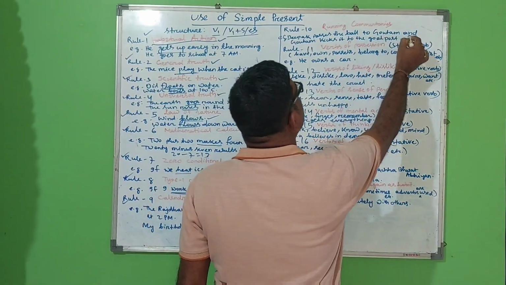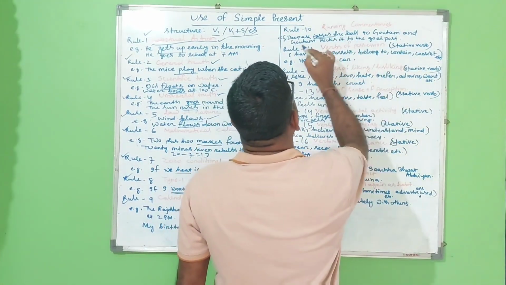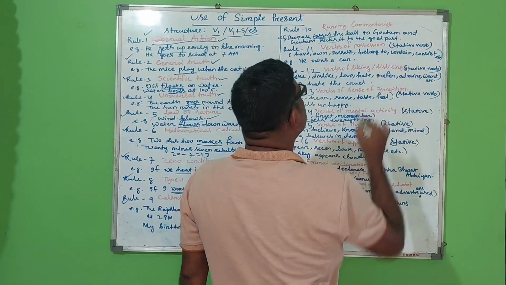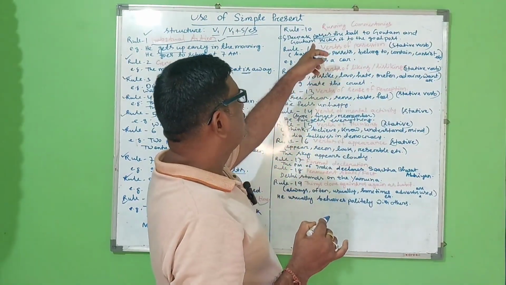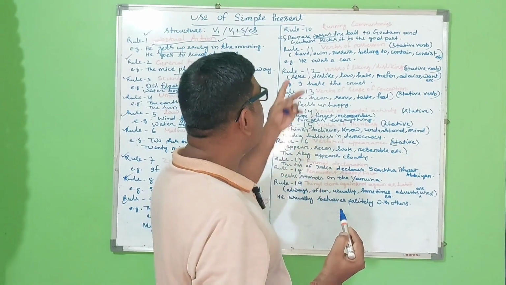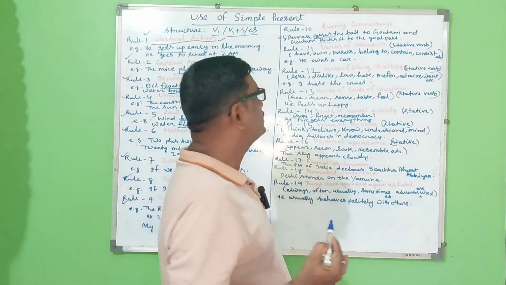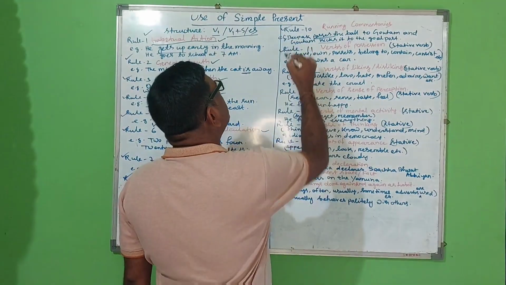Okay. To whom? To Gautam. Clear? Passes. It is simple present tense. Okay. And Gautam kicks it to the goal post. Clear? You see, so action is going on before you. As a commentator, you have to use simple present tense to express these running commentaries. Clear? Next, rule number 11.